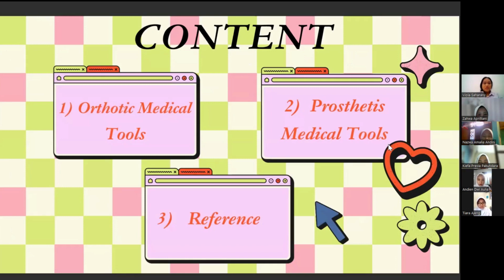Well, I think that's enough about the introduction session. Let's come to the next session. As you can see on the screen, our material is about first, orthotic medical tools, second, prosthetic medical tools, and the last, reference. Next slide.